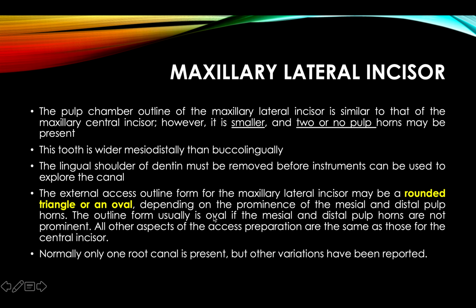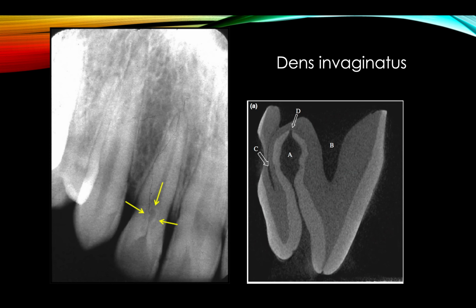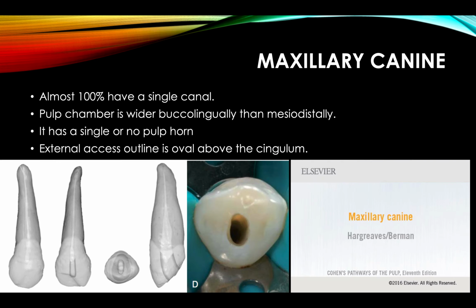And sometimes we have grooves or indentations, or a condition that's called dens invaginatus, where the enamel invaginates through the root surface, and it will be difficult to treat. You will study this condition in detail later on. This is how it looks, so you will feel like there's another tooth within the tooth, and the access cavity of course will be different in these teeth, and the treatment will be different.